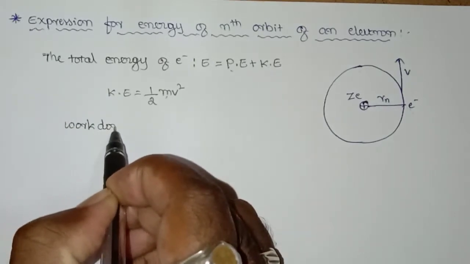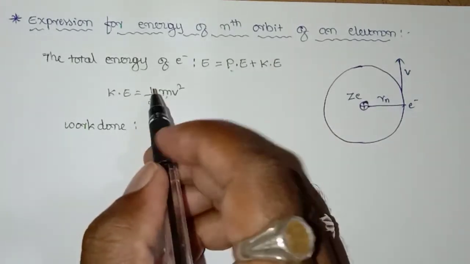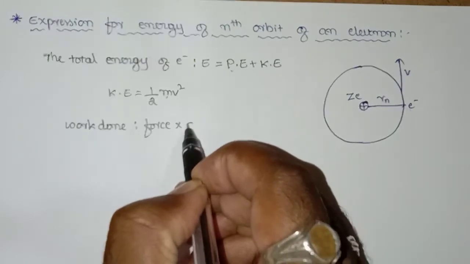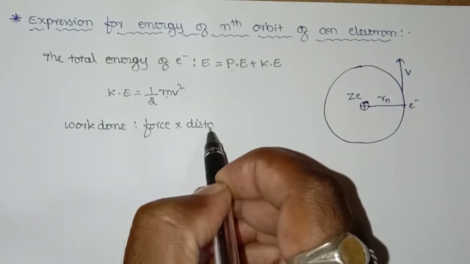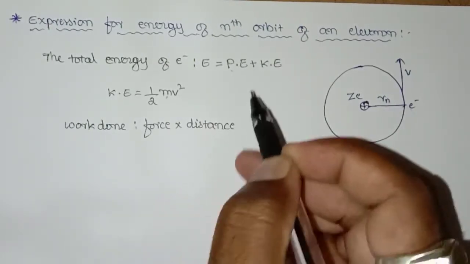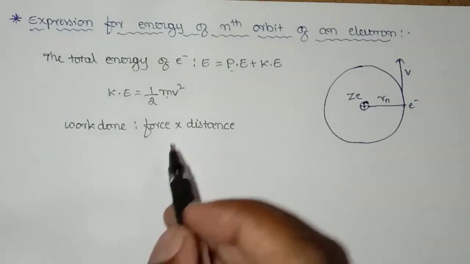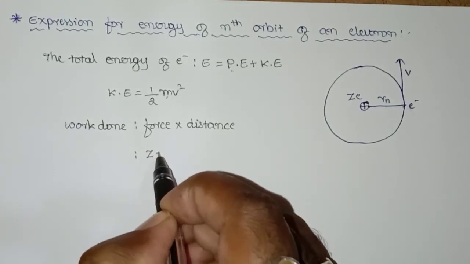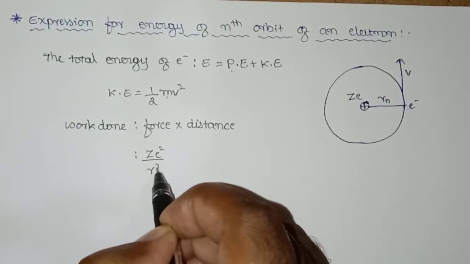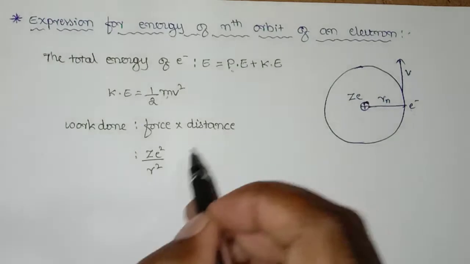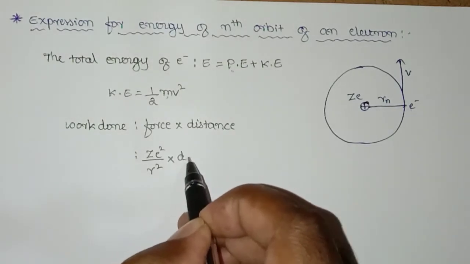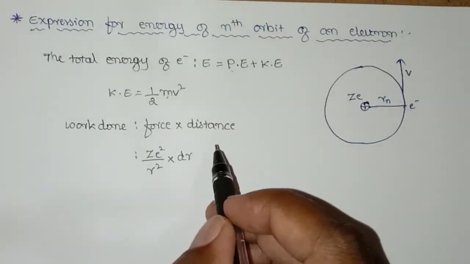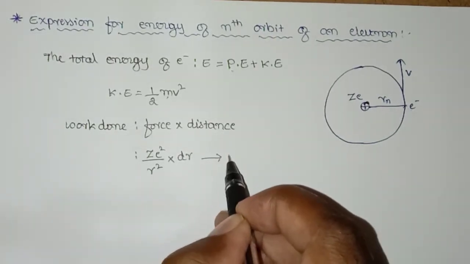So that work is the work done which is performed by the electron. And we know that the expression for work done is simply force into distance traveled, or distance covered, or displacement made by the electron. And force is nothing but the electrostatic force, which can be given as Ze square by r square, right? And the distance covered by the electron will be taken as dr, right? So let me consider this as equation number 1.